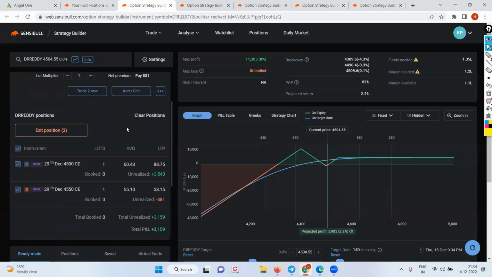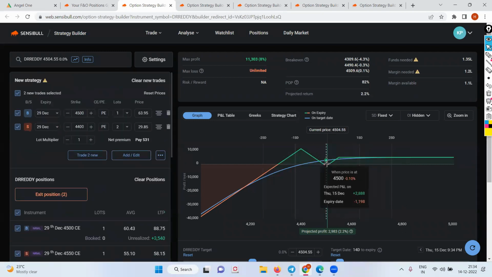Now, did anyone think about this? What did we say? This is the best adjustment we can do for the debit spread. Even if the market goes up, still you will get 5,000 profit on a capital of 1,02,000. I think it's like 3%, if I'm not wrong. Minimum 3% profit, but if Dr. Reddy's comes down, you have the potential of 8% profit.